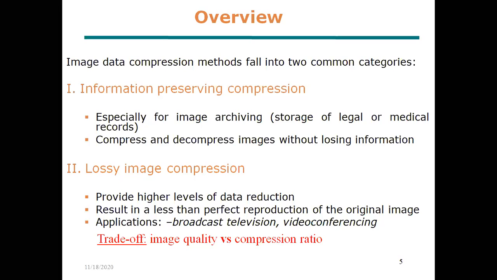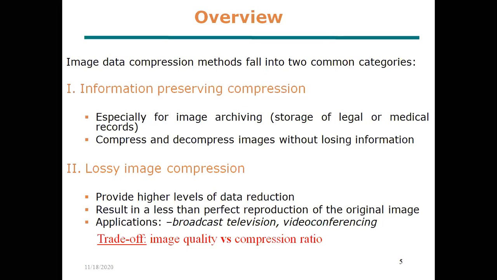The second one is lossy image compression. In this case, we'll have a higher level of data reduction. That means we will get a higher compression ratio, because if you take the ratio of the original image and the compressed image, you will get the compression ratio. So in lossy image compression, high compression or high data reduction is possible. This results in less than perfect reproduction of the original image.